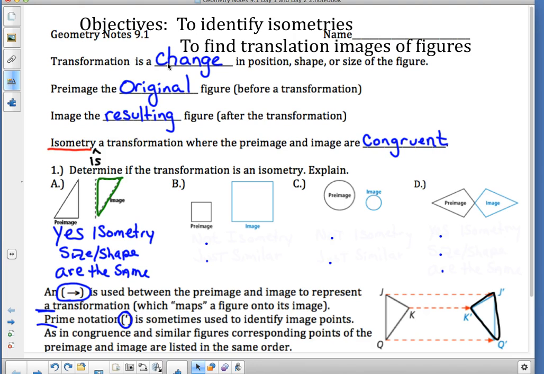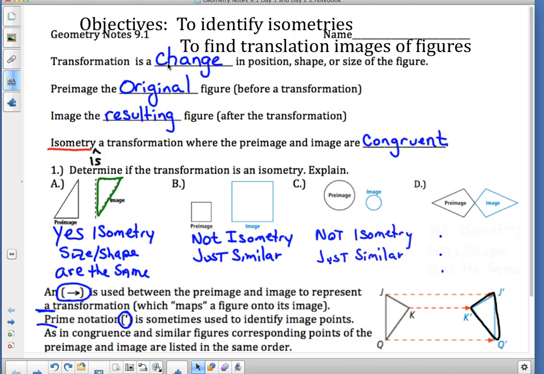This is a dilation, when your transformation from pre-image to image gets bigger or smaller. So when we're doing this, it's not isometric, not an isometry, just similar. And they're similar shapes, so we have the idea of similarity coming from the previous chapter. Here, again, pre-image to image, it shrunk. It was a size change, it got smaller. Not isometric, it's just similar.